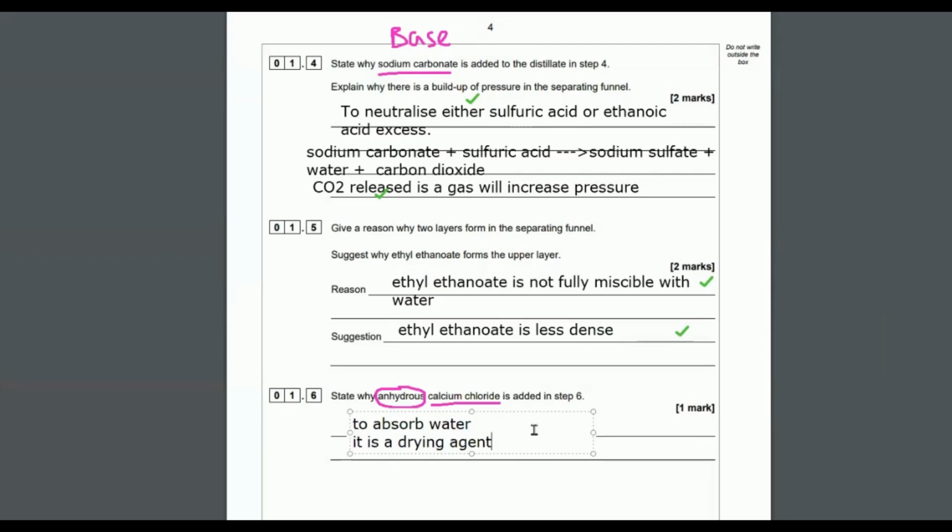So what that means is it can remove all of the water. It will clump together, soak up the water and become hydrated calcium chloride. So it's a drying agent. Great if we're purifying this and we want to remove the water: add some calcium chloride. It's one of those typical drying agents that will remove the water. I think this question's nearly done.